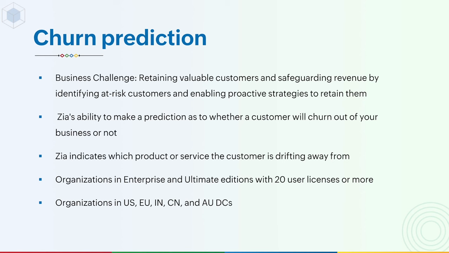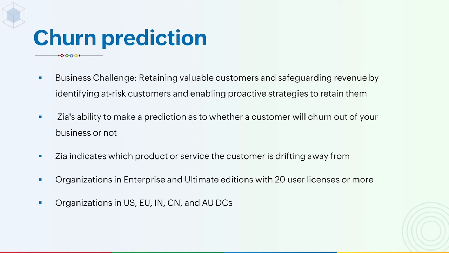Let's take our business use case. In the competitive real estate market, maintaining strong and lasting client relationships is very much needed. This is where Zia plays a pivotal role by offering customer churn prediction tailored to us. Customer churn prediction in the context of real estate refers to Zia's ability to forecast whether a client is likely to discontinue their engagement with the agency.